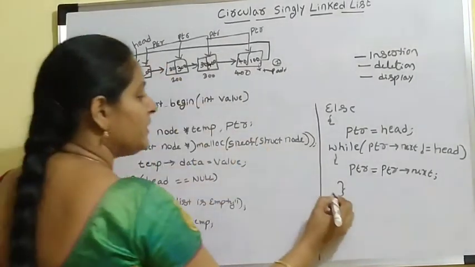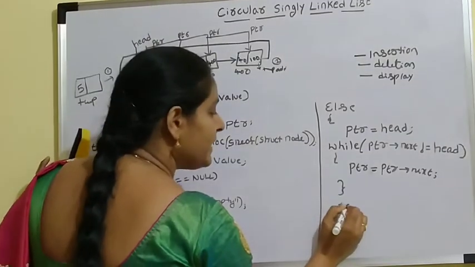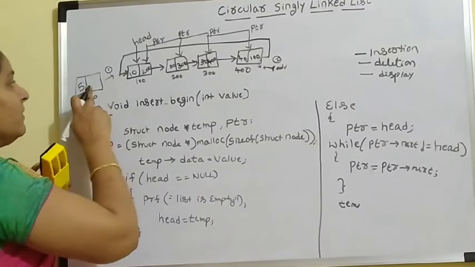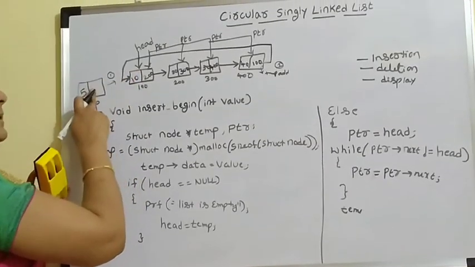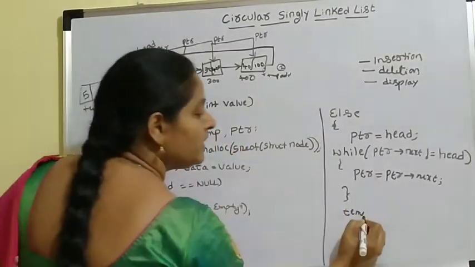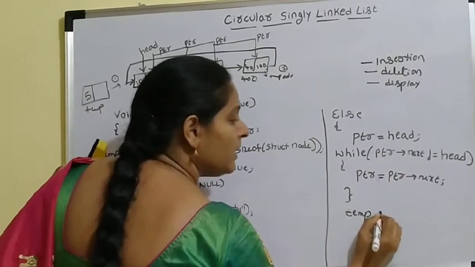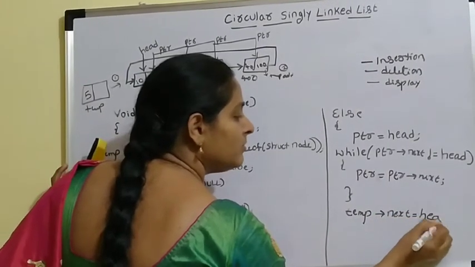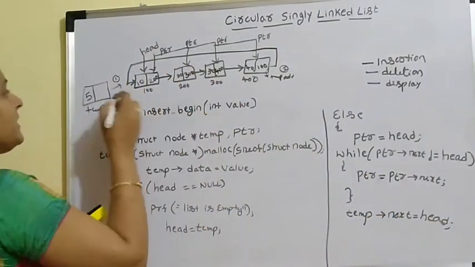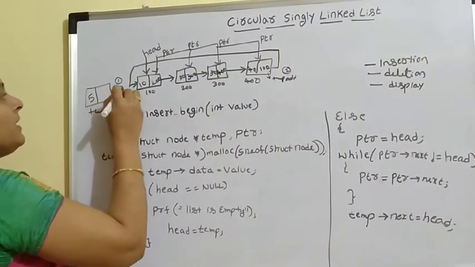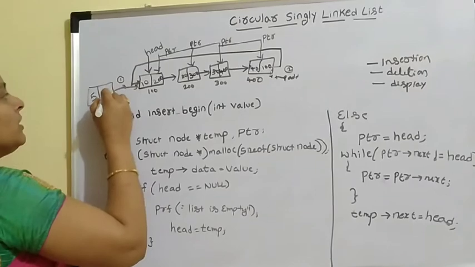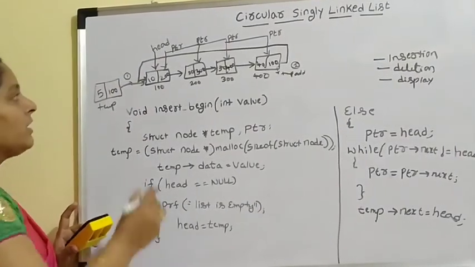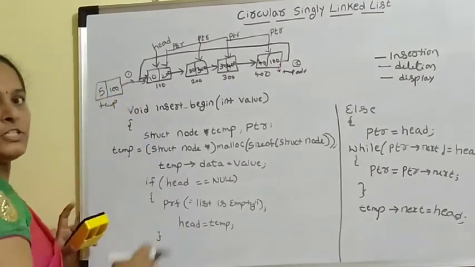For establishing this connection between temp and head, we need to store the head address in the temp next field. So how to write that statement? Temp next equal to head. If you write this statement, that 100 will be stored in the temp next. Now this link will be established.